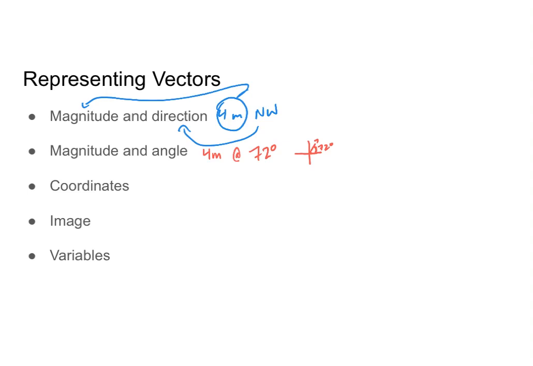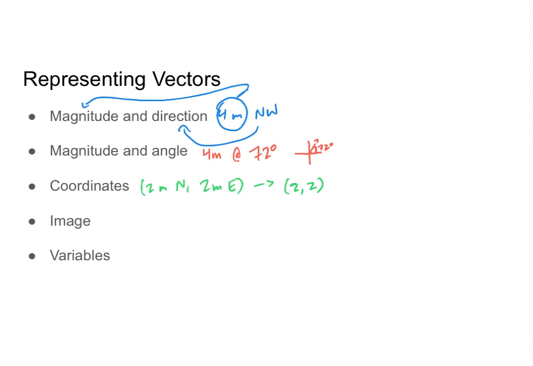Next, we could use coordinates. So for example, I could walk 2 meters north and then 2 meters east. Or, as we sometimes represent this, (2, 2). So 2 steps along the x-axis, 2 steps along the y-axis. So you can see here I kind of flip my x and y. We're not going to worry too much about that.